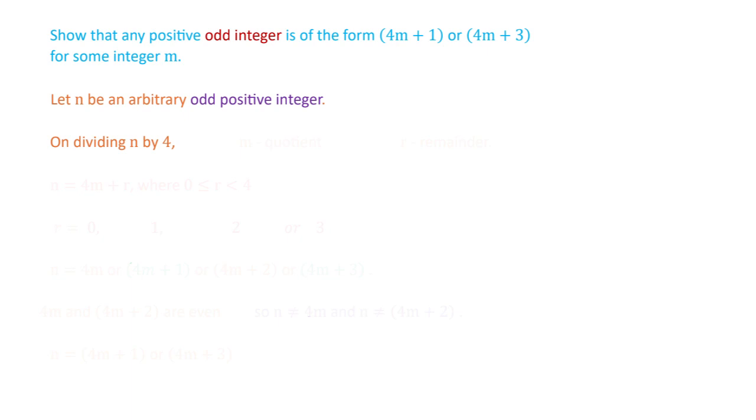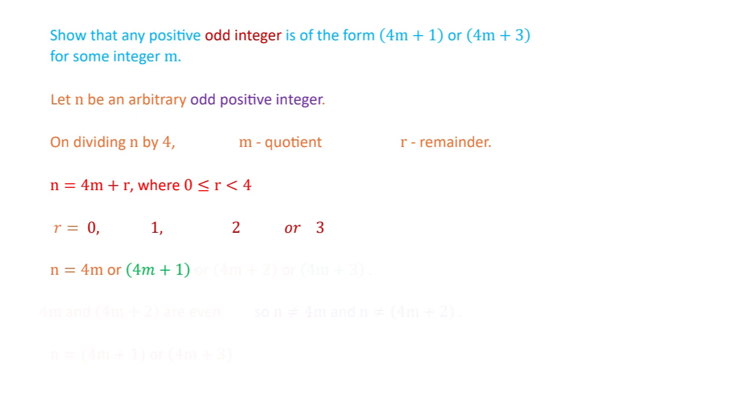So by Euclid's division lemma, we will have two numbers m and r. m is the quotient and r is the remainder, such that we can write n is equal to 4m plus r, and the remainder is a whole number less than 4. It means the possible values of r are 0, 1, 2, or 3. Now if we substitute these values of r in n: when r is equal to 0, we get n is equal to 4m. When r is equal to 1, we obtain 4m plus 1. When r is equal to 2, we get 4m plus 2. When r is equal to 3, we get 4m plus 3. So if we divide n by 4, n can be of any one of these 4 forms.